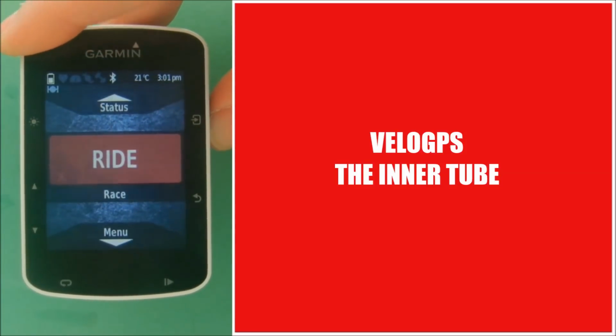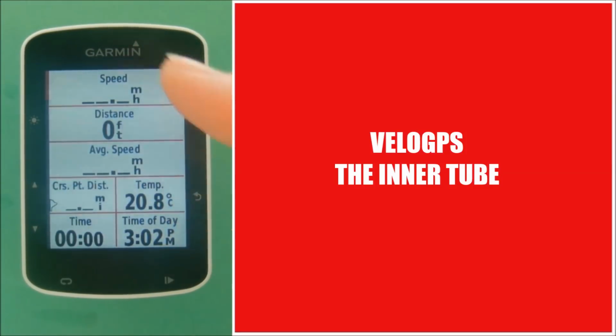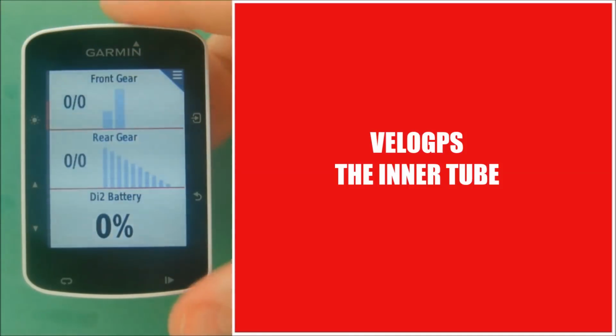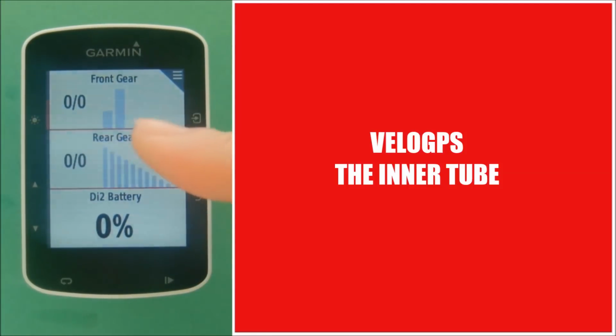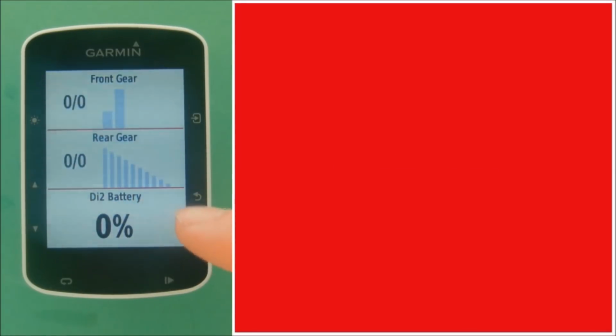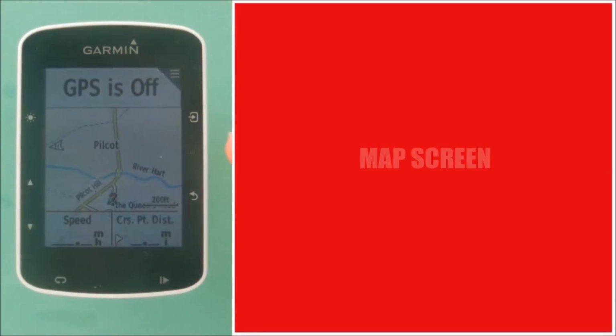So if we're going to select ride and we'll look at our race profile, we can see here that these are the 7 data fields that we had set up before. So that's our main data page. We then have the DI2 page that we set up, so some funky little graphical displays that when you're riding with DI2, which sadly we don't have, it will show you which gear you're in, what the battery level is to make sure that you're not about to run out of battery.